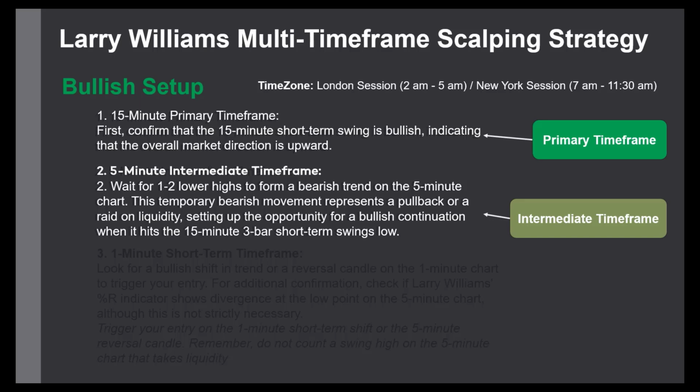So first of all, we have to wait for 1 or 2 lower lows to form a bearish trend on the 5-minute time frame chart. This temporary bearish movement represents a pullback on our liquidity, setting up an opportunity for us to look for a continuation using the 3-bar short-term swing low.